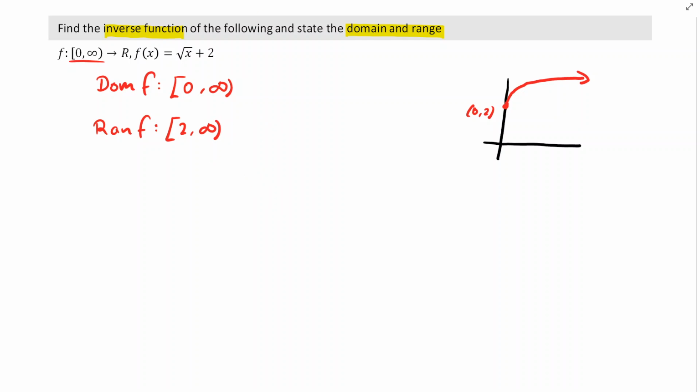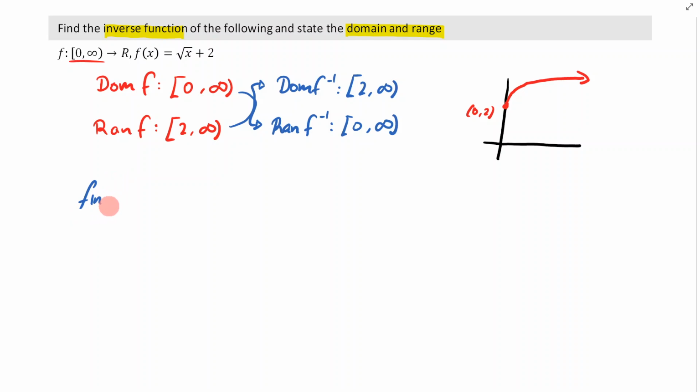Okay, the next thing that I want to do is figure out what the domain of the inverse function is and what the range of the inverse function is. Okay, so to do this, what we do is we simply swap these around, right? So this goes up here and that goes down there. So this is going to be 2 to infinity and this one's going to be 0 to infinity. So that's going to be very helpful later on when we're trying to determine something else. So let's just leave that for now and let's go on to figuring out what the inverse function is.